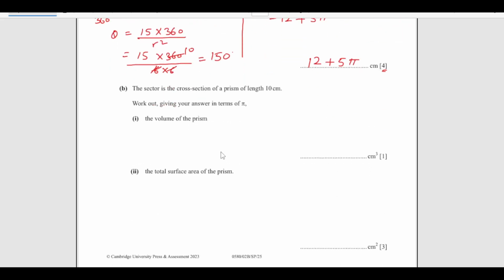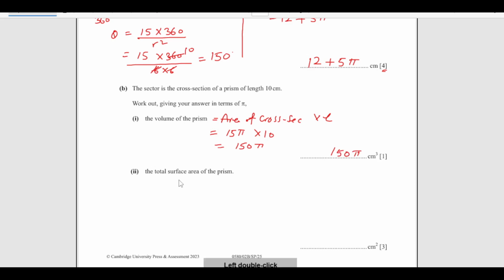Now next one, the sector is the cross section of a prism of length 10 centimeter. Work out, giving your answer in terms of pi, the volume of the prism. We are looking for the volume of the prism. As you know, volume of the prism is area of cross section times length. Area of cross section is 15 pi times length is 10. So this is 150 pi. So this is the answer, 150 pi. Answer is supposed to be in terms of pi.